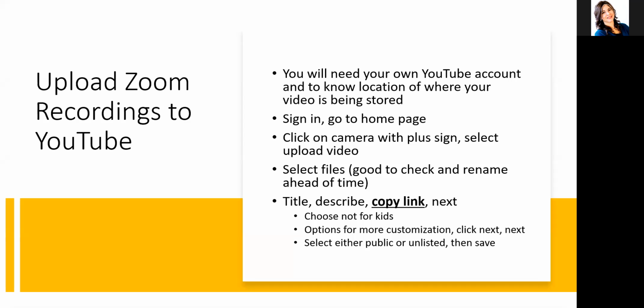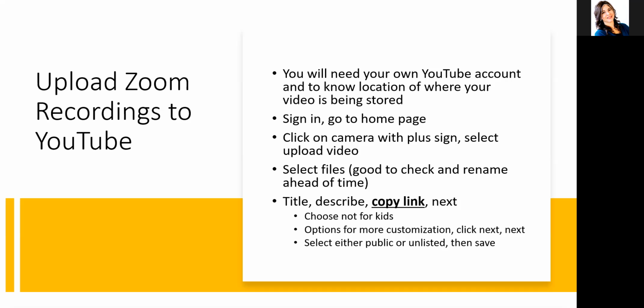Then we're going to select our files, where it's a good idea that you have checked that your video works the way you want to, that you're selecting the right one, and you've renamed it ahead of time. Then we're going to go through the steps in YouTube of titling, describing, copying the link that we're going to share with our students. And then next, and then you have a bunch of options that you're going to select. It's not for kids. There's some customization options I don't use, so we're clicking next a couple of times. Then we're going to make it either public or unlisted and save.